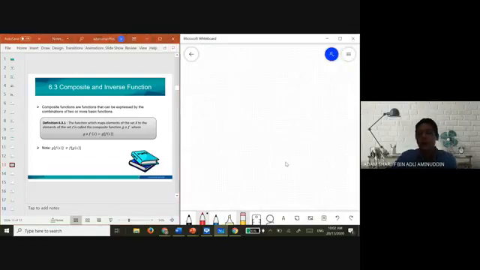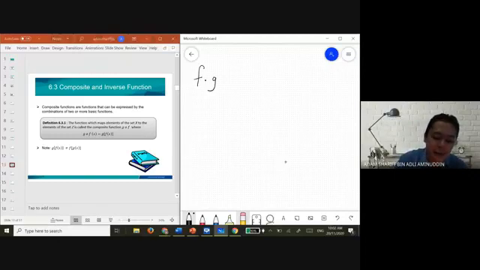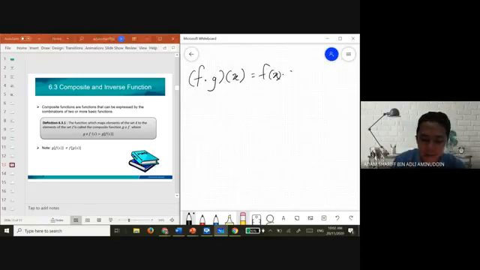Okay, I will start first with the thing that confuses the students most of the time, which is the notation between composite and product. Tadi baru je kita belajar product. Product dot X. This is product of functions. This is also an operation as well sebenarnya.